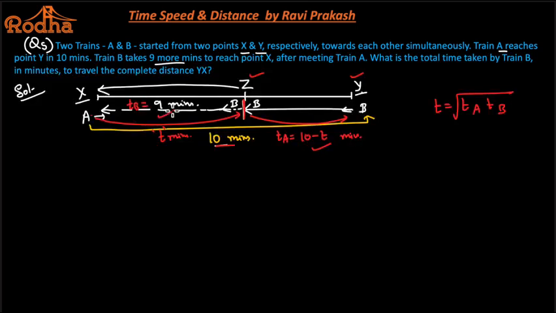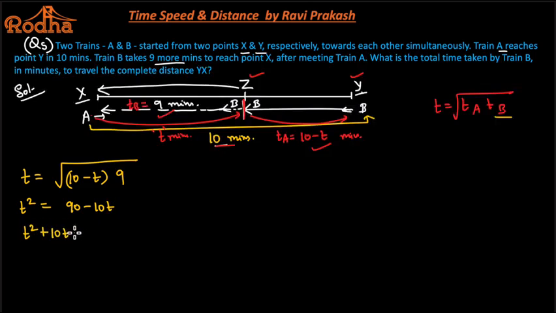So I can easily apply my formula here. What is the formula, guys? I can use that T is equal to under root TATB. So T is equal to the square root of (10 minus T) into 9, because TB is 9 here. Just need to solve this equation. Square both sides here. So T square will be equal to 90 minus 10T. So T square plus 10T minus 90 is equal to 0.